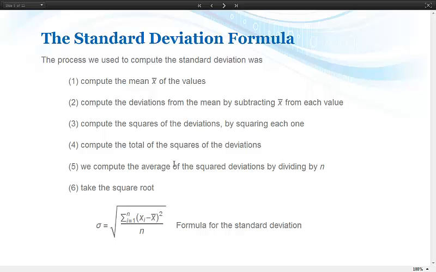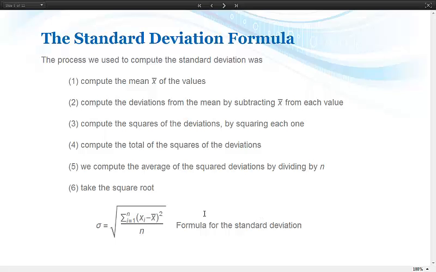Then I compute the average of the squares of the deviations by dividing by the count, n. And then finally I take the square root of that result from step 5. So this is the formula for the standard deviation. Technically, the formula for the population standard deviation. Notice I use the Greek letter sigma here. That's a lowercase Greek symbol, sigma. So how do I compute the standard deviation? I take the square root of the sum of the deviations from the mean squared, all divided by n.